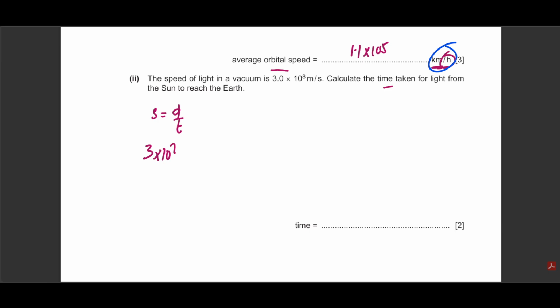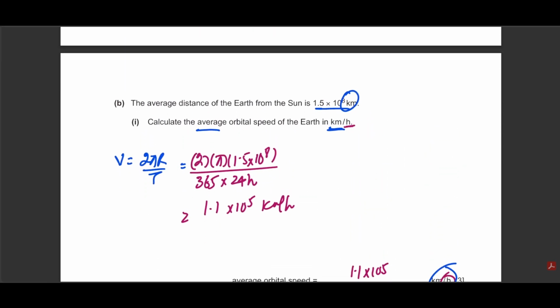3 into 10 raised to the power 8. Distance is given to me as 1.5 into 10 raised to the power 8 kilometers. Now this question, we have to be careful. I need this to be in meters. So into 10 raised to the power 3 will be added, which will make this 10 raised to the power 11, I think. Yeah.